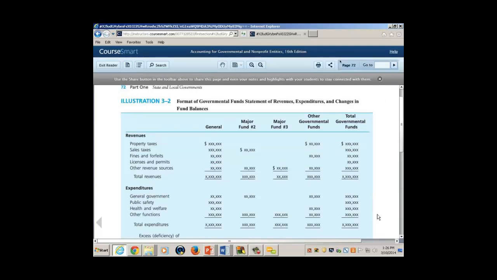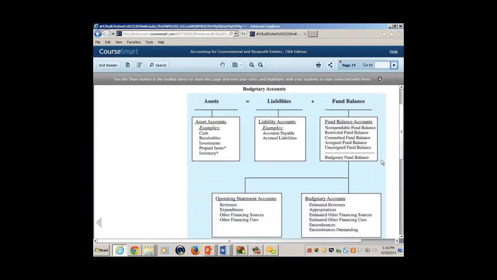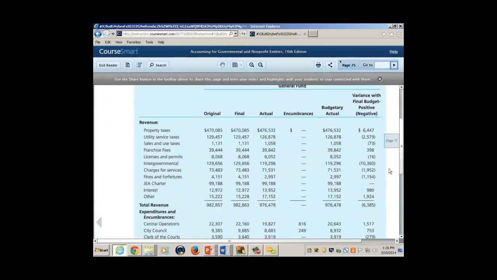And look at the budgetary and revenue accounts. You should take a good look at this. This is what we talked about. And then before I explain the next topic, I'd like you to take a look at this statement. Don't be concerned about the specifics. Look at the headings: original, final, actual, encumbrance, budget, and variance. What does that all mean? What does original mean in this statement? Original budget that was passed January 1, whatever. What does final mean?